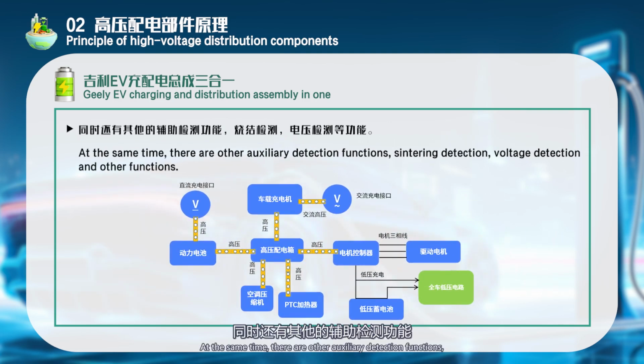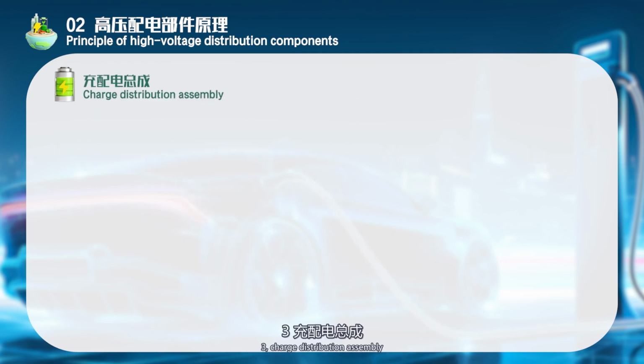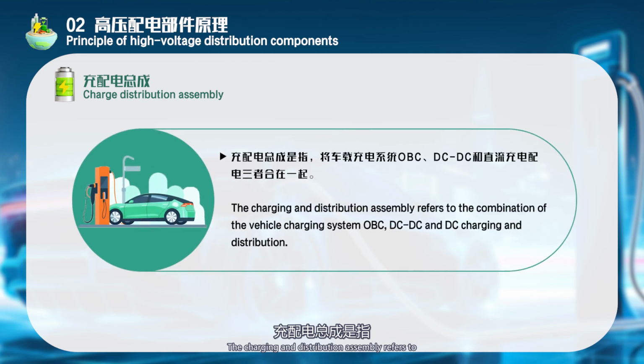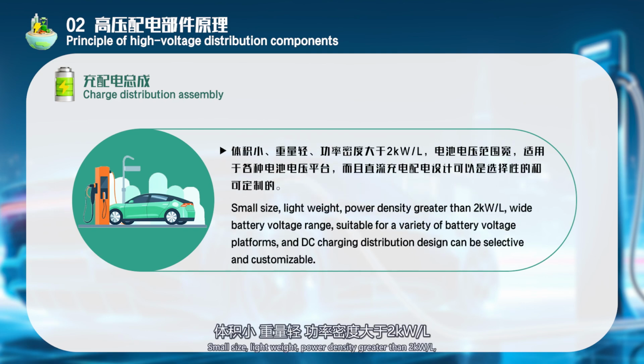At the same time, there are other auxiliary detection functions, such as sintering detection, voltage detection, and other functions. 3. Charge distribution assembly. The charging and distribution assembly refers to the combination of the vehicle charging system OBC, DC-DC, and DC charging and distribution. Small size, lightweight, power density greater than 2 kW/L, wide battery voltage range, suitable for a variety of battery voltage platforms, and the DC charging distribution design can be selective and customizable.